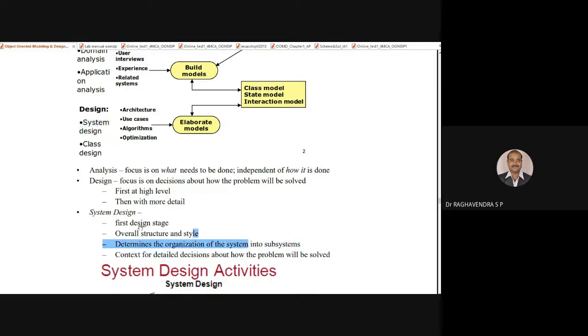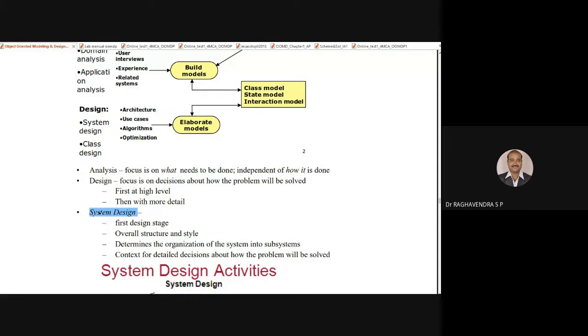Next, under design there are two major phases. Okay, two major phases. They are the system design. Okay, the system design is the first issue. These are some of the standard steps which are involved in system design. System design and class design.